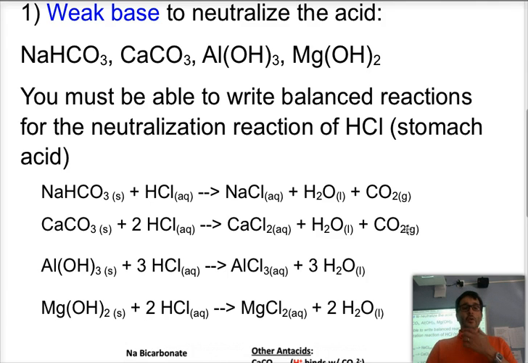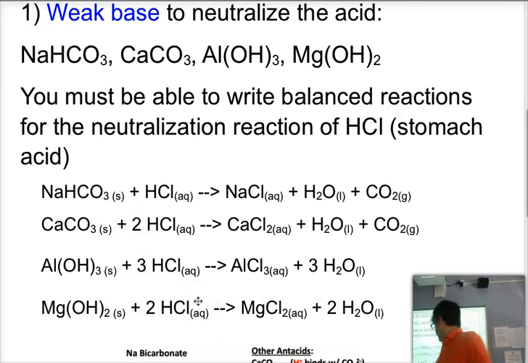You do need to know these products. You need to make sure that you are able to balance, and to remember that if you have a carbonate or a hydrogen carbonate, your products are going to include water and carbon dioxide. Depending on the weak base present in your antacid, you will be able to neutralize more molecules of stomach acid per mole of weak base. All right, so make sure that you notice that.